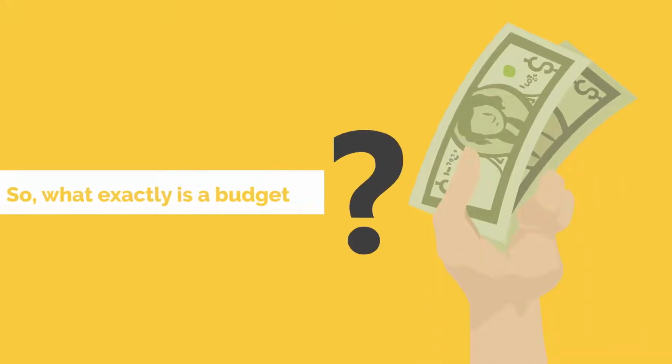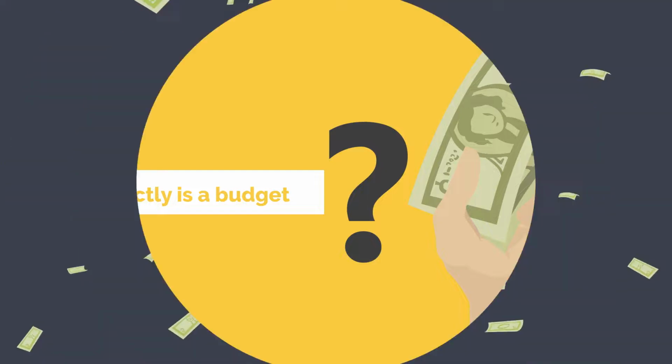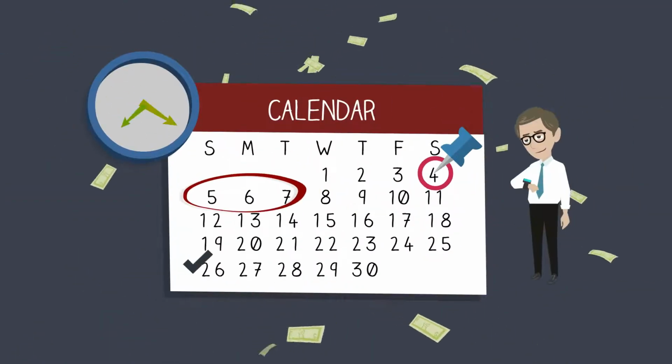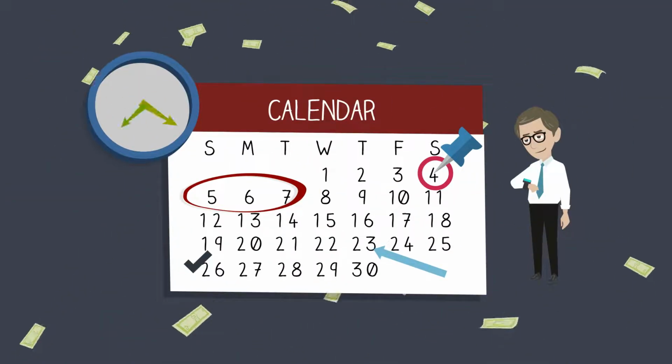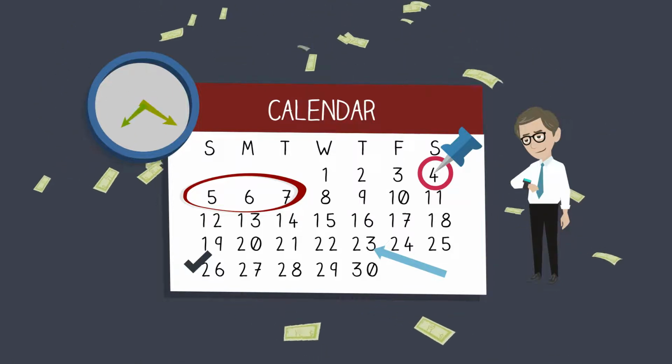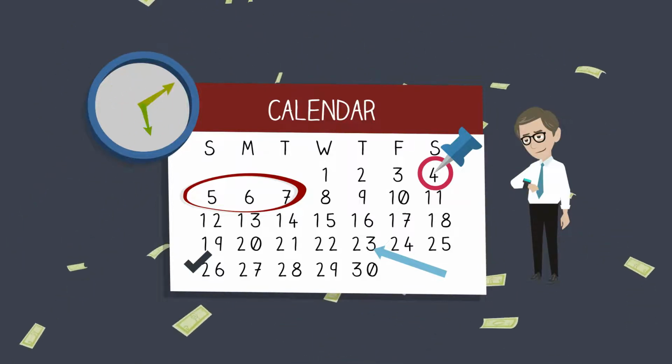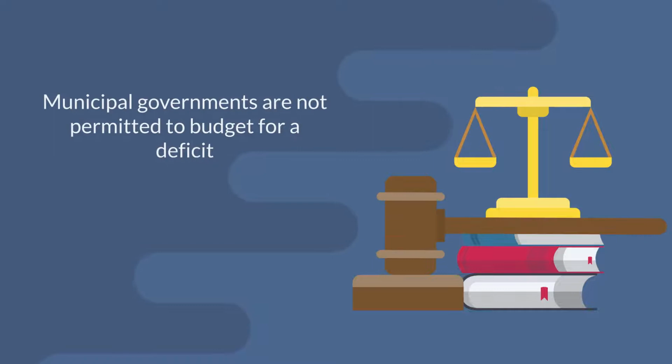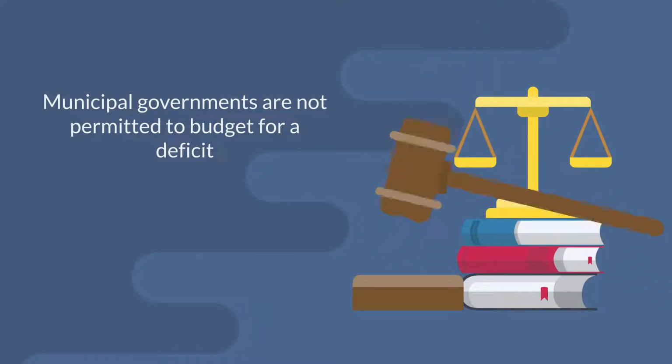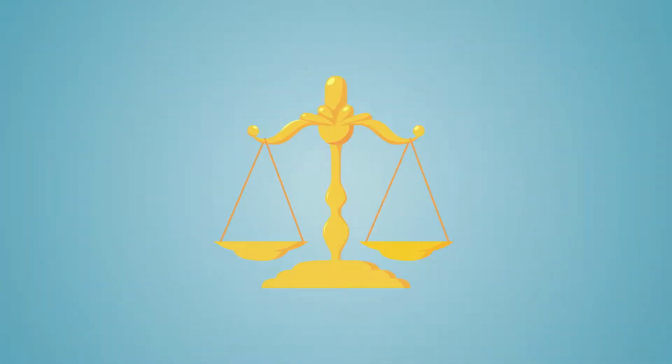So, what exactly is a budget? Simply put, the town's budget is a plan of the expenditures and revenues that take place over the course of the year. Municipal governments are not permitted to budget for a deficit, so our ultimate goal is to ensure that the money coming in, or revenue, balances with the money going out, expenses.